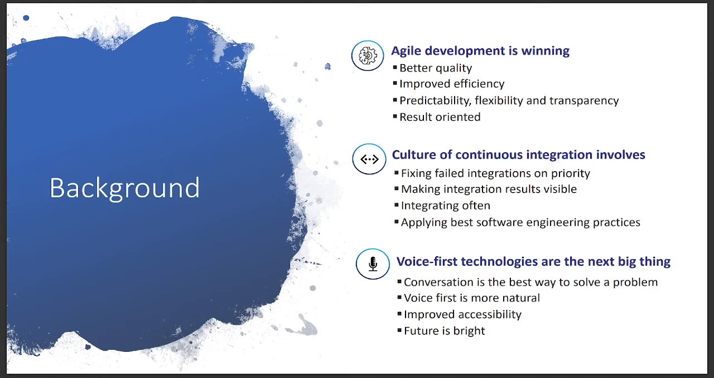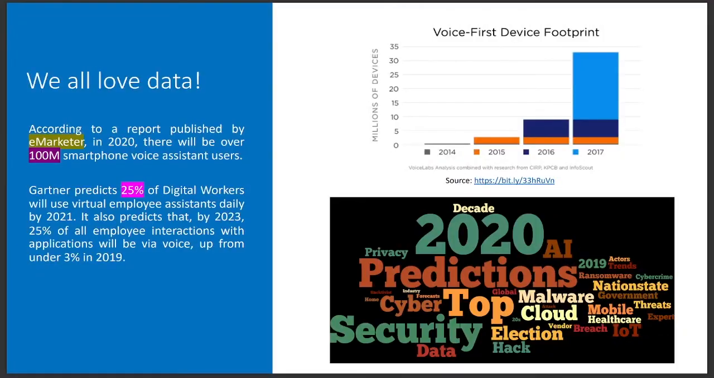And the next term is the culture of continuous integration, which many of you might have already heard about. But the important part is that in continuous integration, all the integration tests or all the integration results are made visible to all the stakeholders. It involves integrating more often, placing all your assets into a centralized repository, and applying the best software engineering practices on them. And the thing that I'm particularly excited about is voice first technologies.